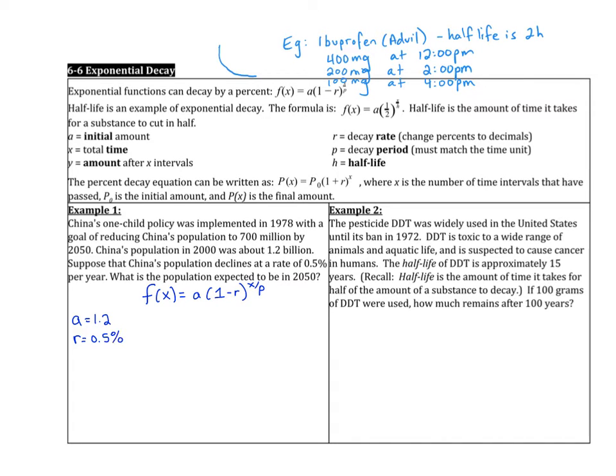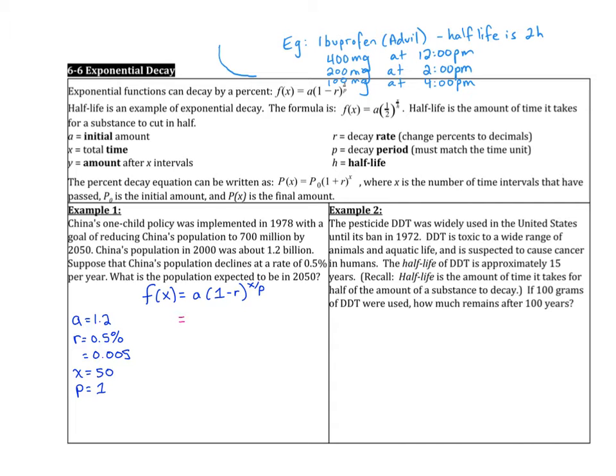0.5%. And remember, that has to be a decimal. So you have to divide that by 100. So that is 0.005. Your x is the time. So that is the time between the year 2000 and the year 2050. So that is 50 years. And the p is how often the percent is decreasing by. So it's per year. So that means the p is equal to 1.